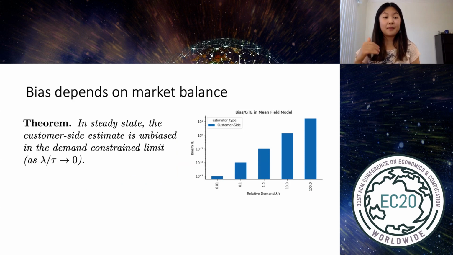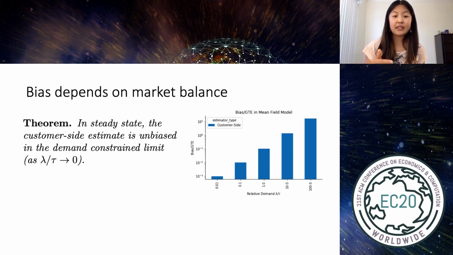So we find that the bias of an estimator depends on market balance. We can see in this plot here, this is the bias of a customer side experiment. And we can see that it's very large when demand is high, but it seems to be decreasing when demand is smaller. And so we prove as a theorem that the customer side estimate is unbiased in this demand constrained limit.